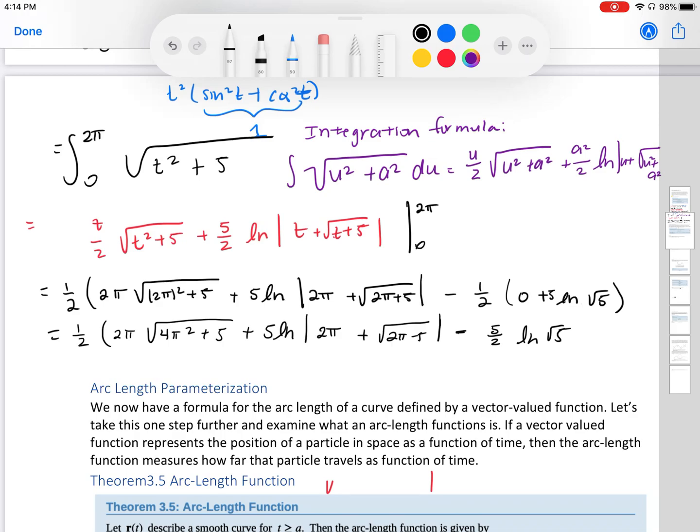Okay, now we're left to punch this into our calculators. So that we get at the end, we should get about 25.343.